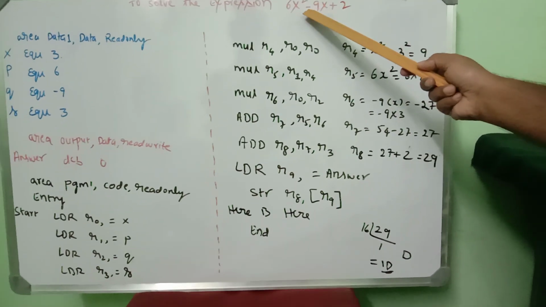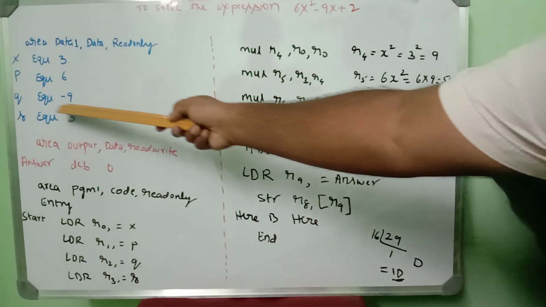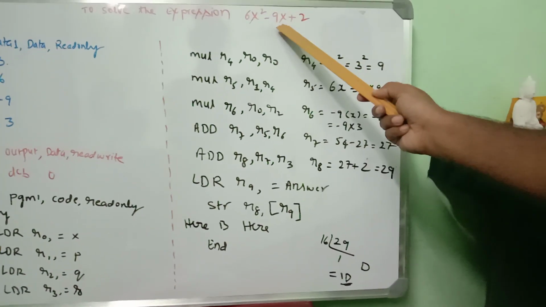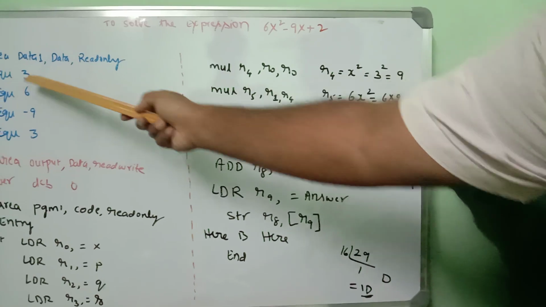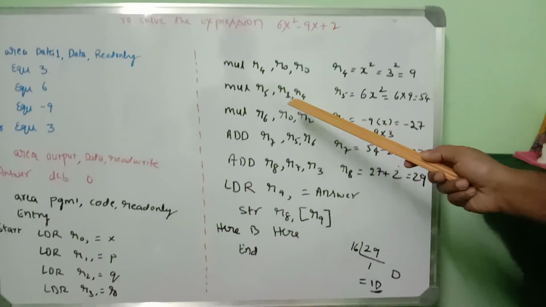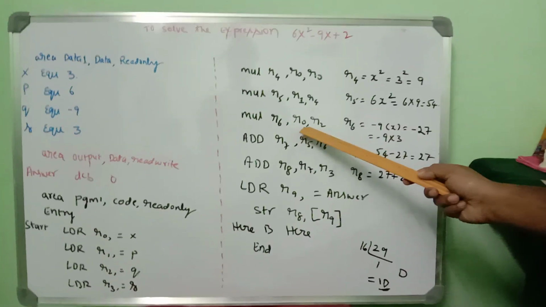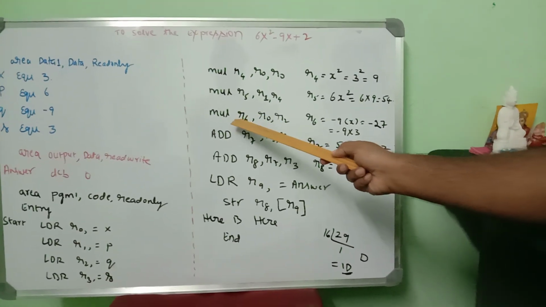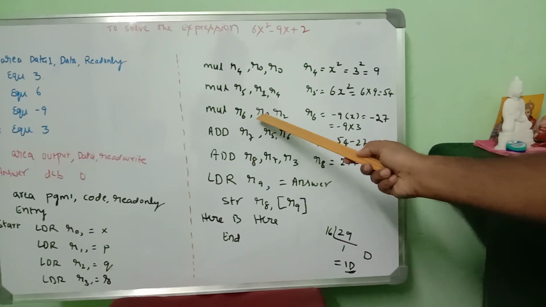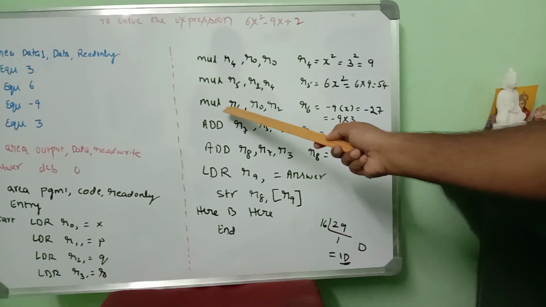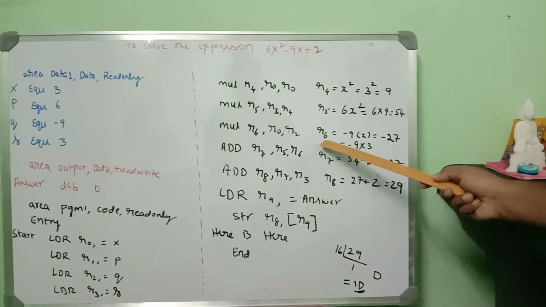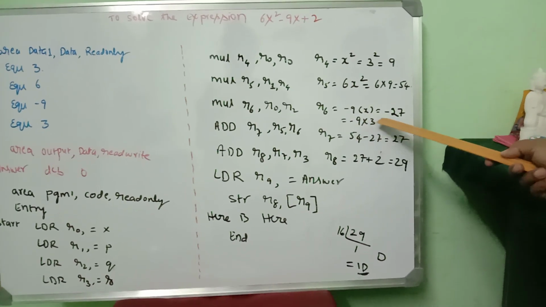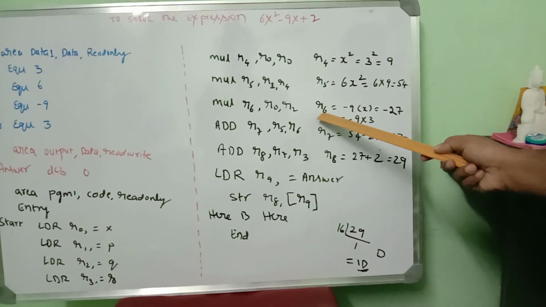Now I have to do -9 into X. -9 is in Q. Q is available in R2. Then X is once again available as 3 in R0. So R0 and R2 are multiplied. -9 into X, minus 9X, will arrive into the register R6. These are the two inputs and this is the output. So R6 is equal to -9 into X. Otherwise -9 into 3, -27 will be there in R6.